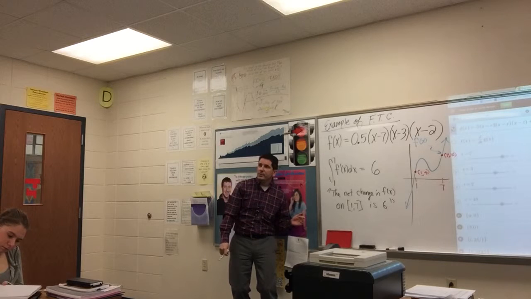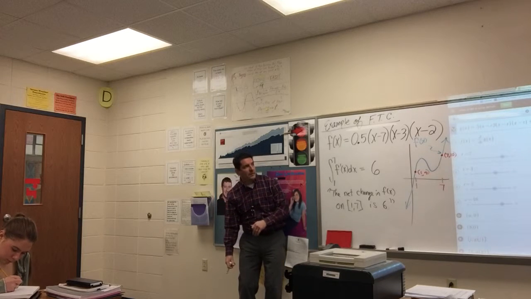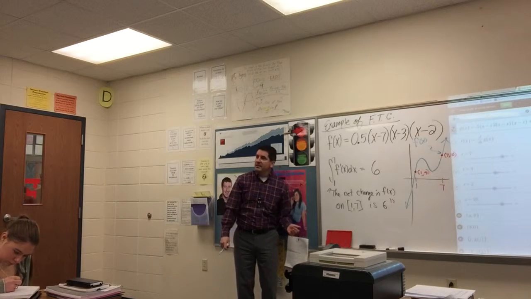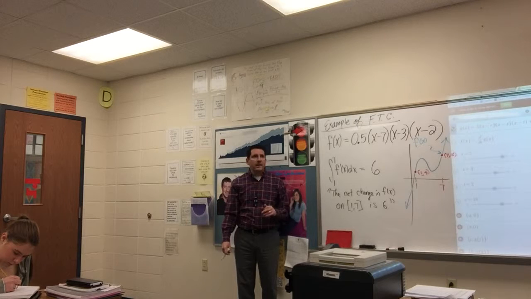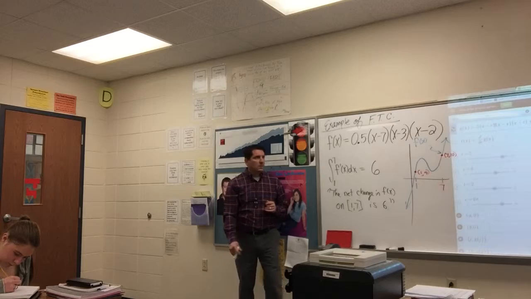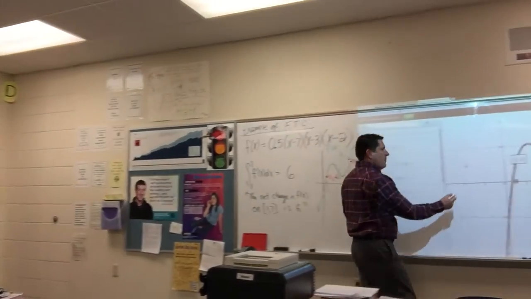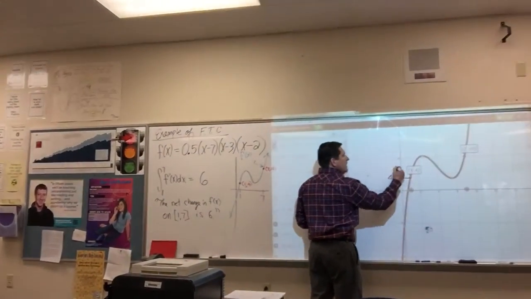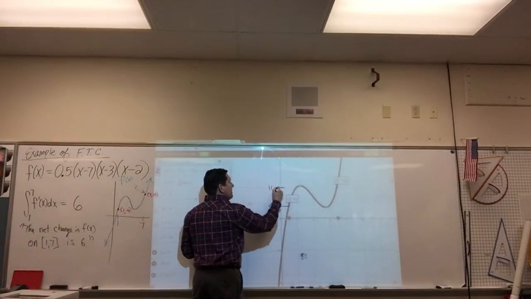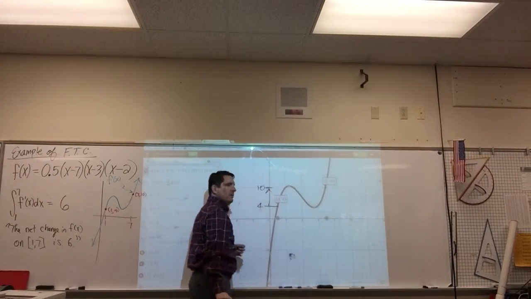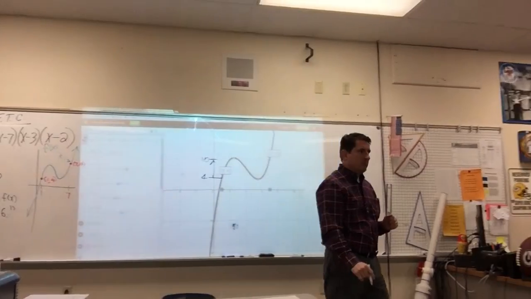We know it goes up. We know it goes down. We know it goes up again. But when all is said and done, it went up 6 units. Okay? It was at 4, and it ended up at 10. It went up a total of 6. That was the net change.